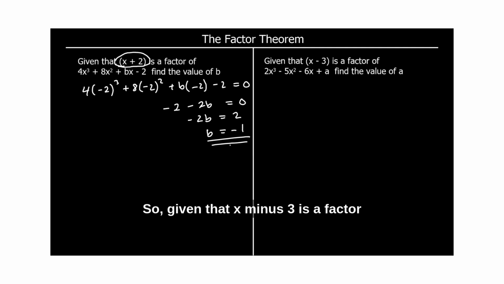So given that x minus 3 is a factor of 2x cubed minus 5x squared minus 6x plus a, find the value of a. So if x minus 3 is a factor, if I substitute 3 in for x, it will be worth 0.